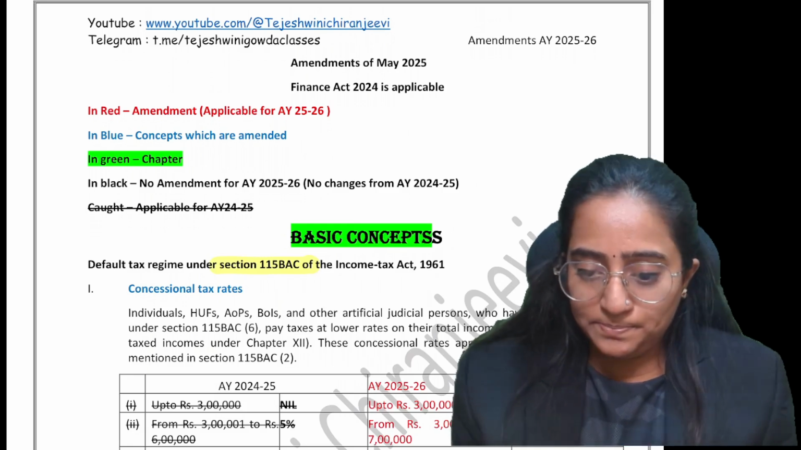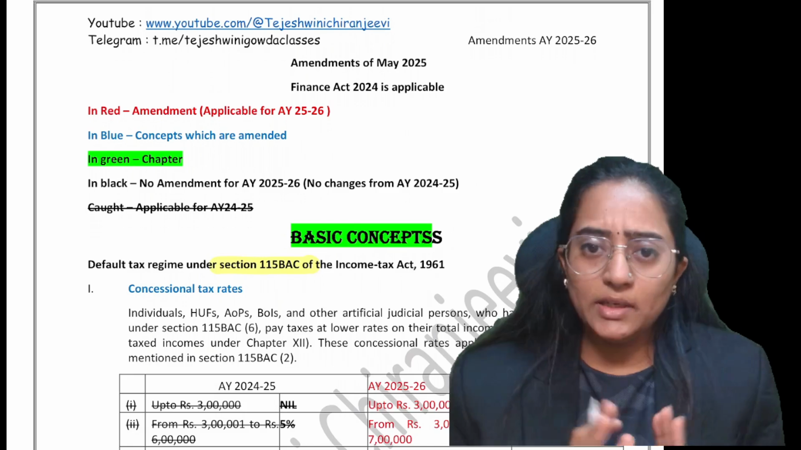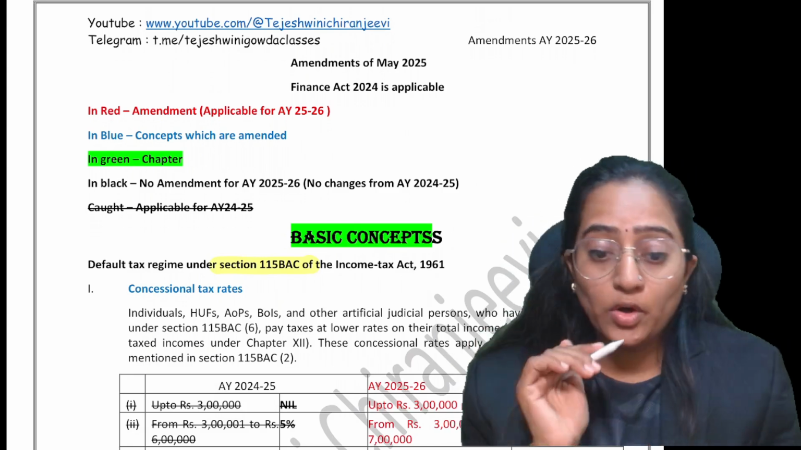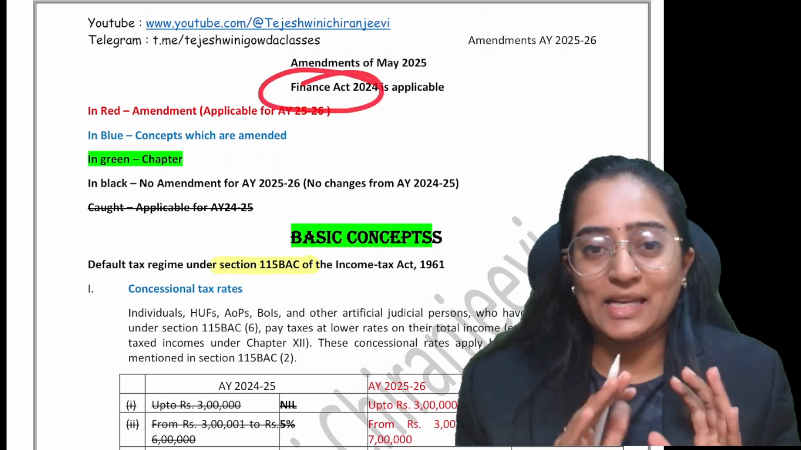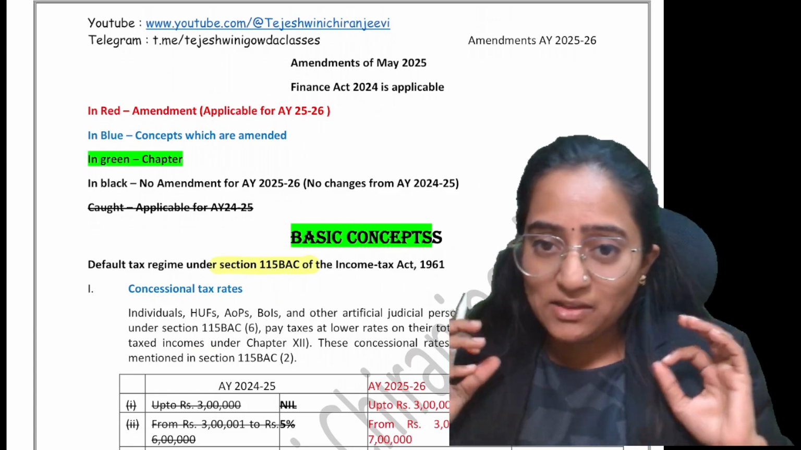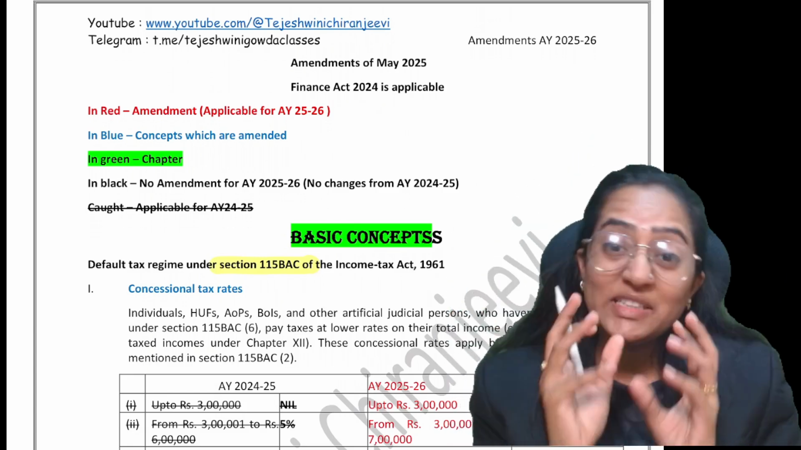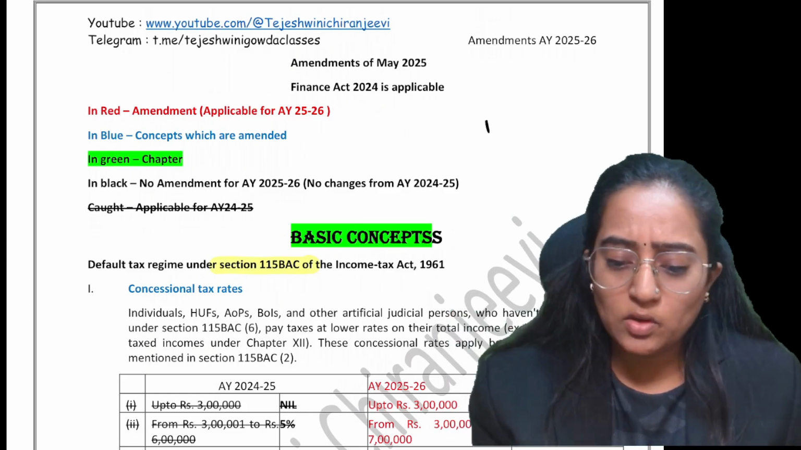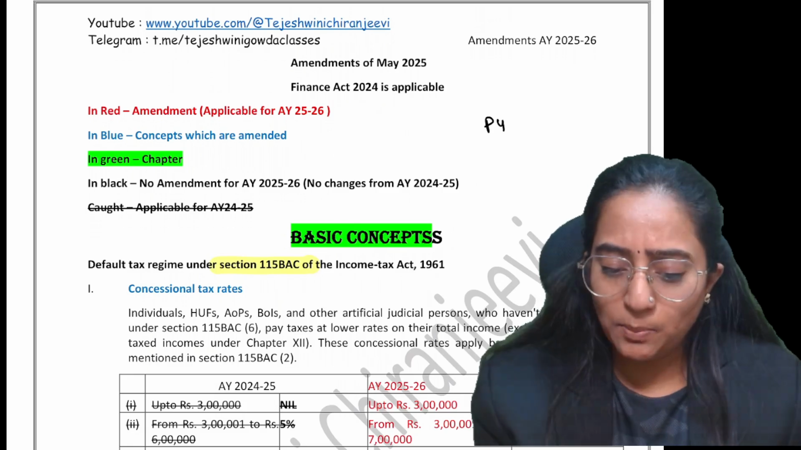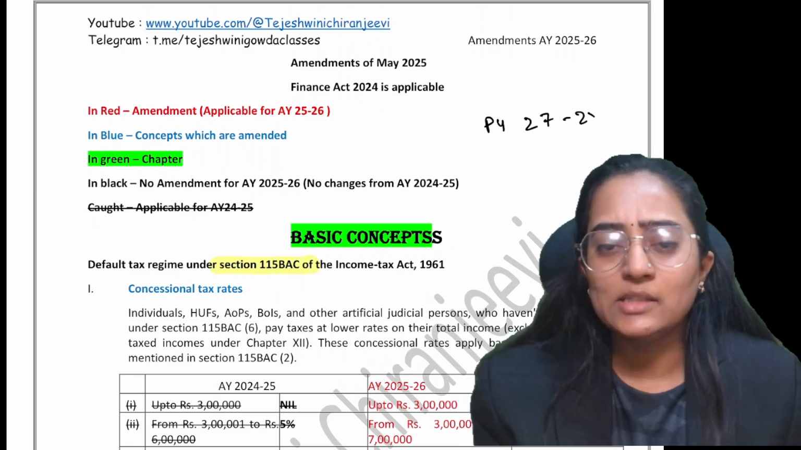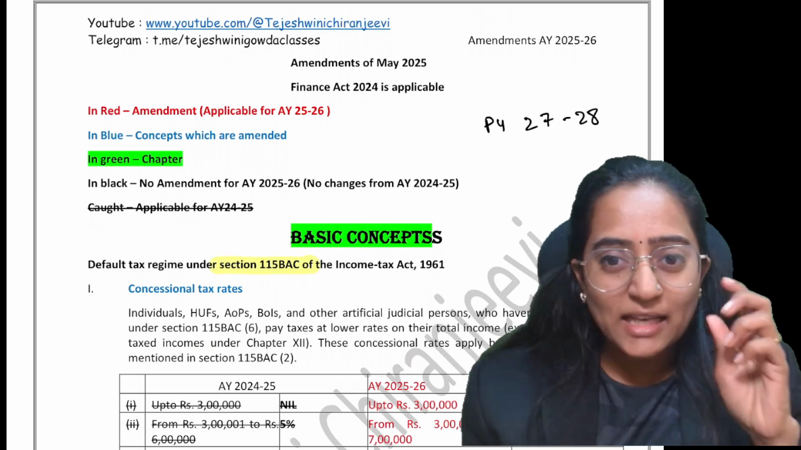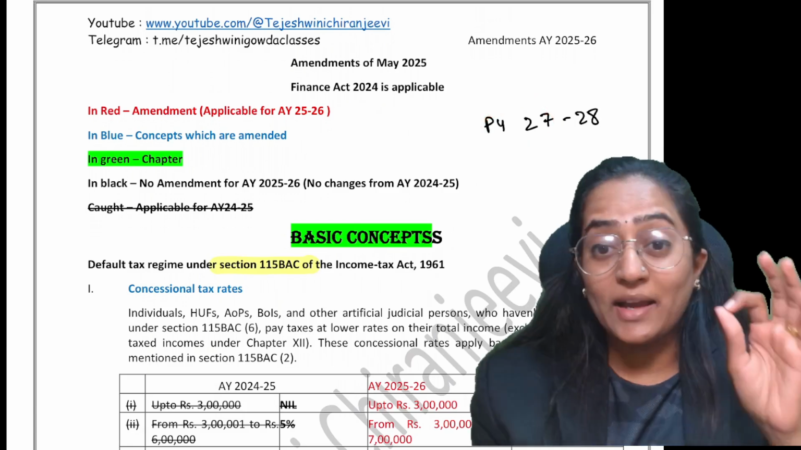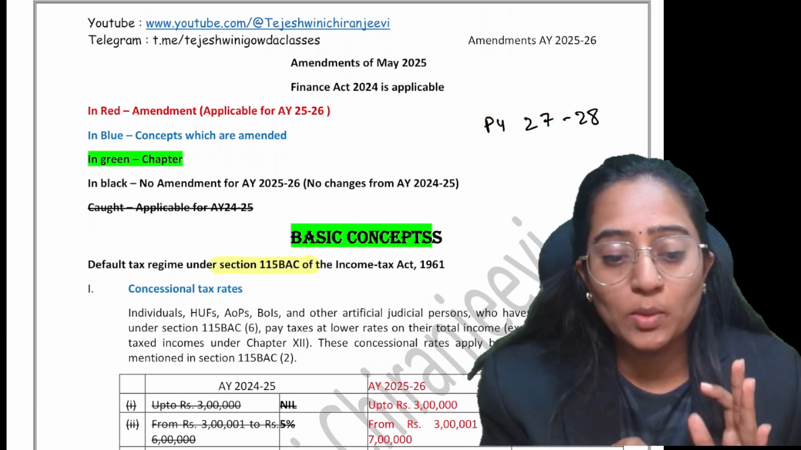Now, the Finance Act which is applicable for your exam would be Finance Act 2024. It is very simple. How do you determine which Finance Act is applicable? Whichever attempt exam you are writing. Suppose you are writing your finals in PY 27-28. Just catch the first year, that is 2027. The Finance Act of 2027 would be applicable for you.